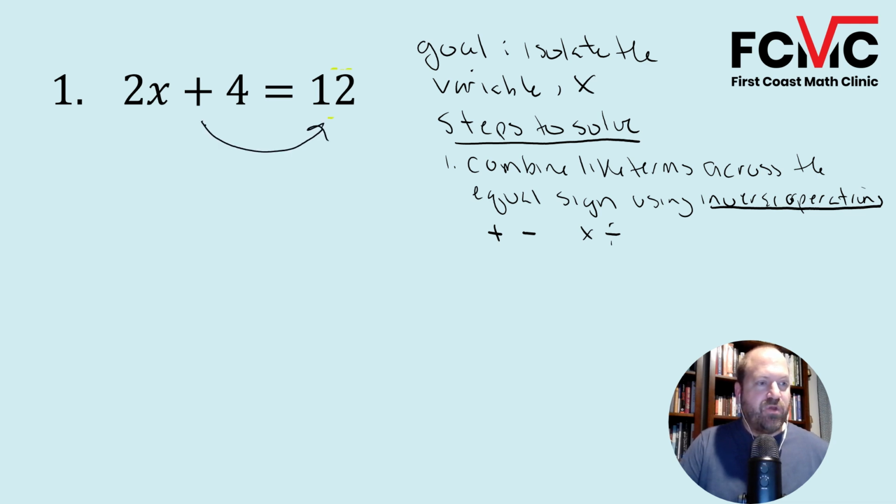All right, let's think about what are our like terms now. So we've got 2x, 4, and 12. Well, what are our like terms going to be? Well, the like terms are going to be the 4 and the 12. Remember, like terms are terms that have the same variable raised to the same exponent. I made another video on like terms. If you want to review that video, the link's coming up right now.